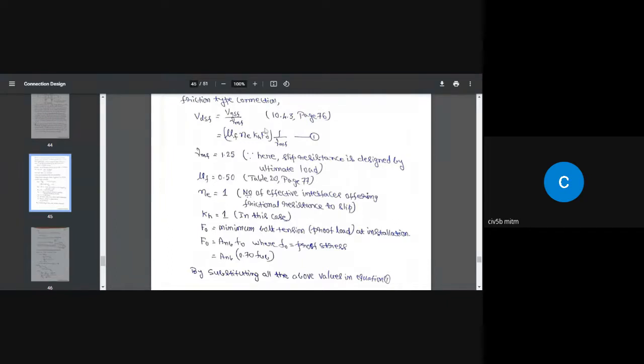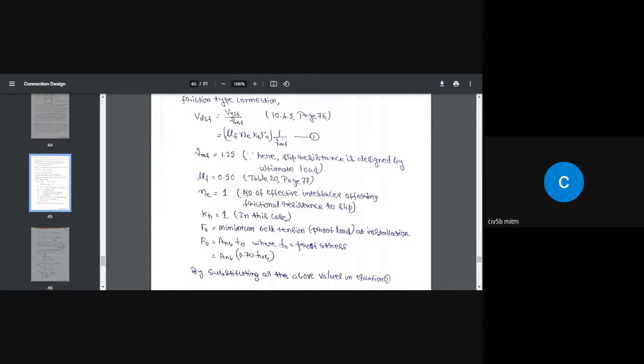Next, coming to the FO value. As given in the code, it is equal to AnB multiplied by FO, where AnB is the area of cross section of the bolt at the threaded area. That's where we have the least area of cross section. If the bolt fails due to tension, it is going to fail along only the threaded area, and that area of cross section should be considered. And what is the FO value? Again, it is given in the code book.